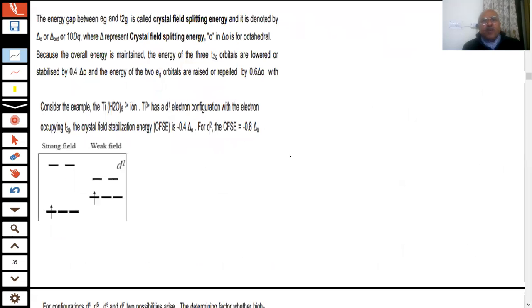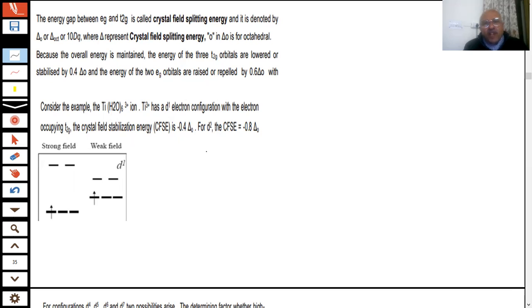So we have explained to you there is a crystal field splitting energy, which I talk of as delta 0 for octahedral complex, or 10 Dq. So the overall energy is maintained. Therefore, there are 3 t2g orbitals which are of lower energy, minus 0.4, and the others are going up, students. And as you can see, we have given you the example of titanium 3 plus. Titanium 3 plus has 1 electron in the t2g.